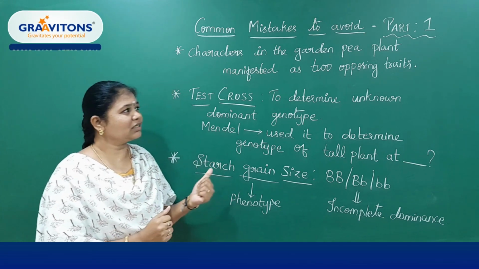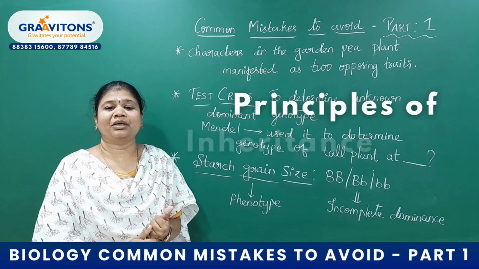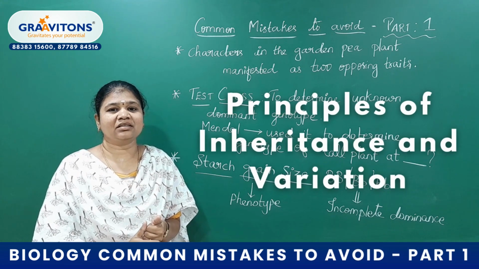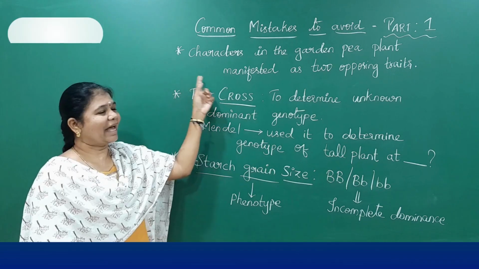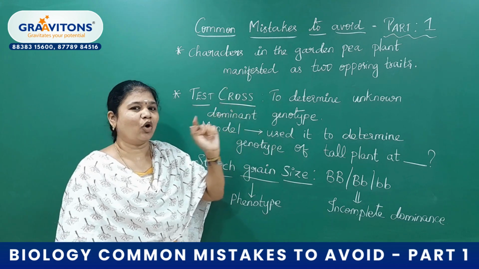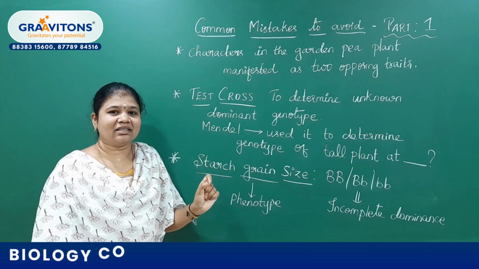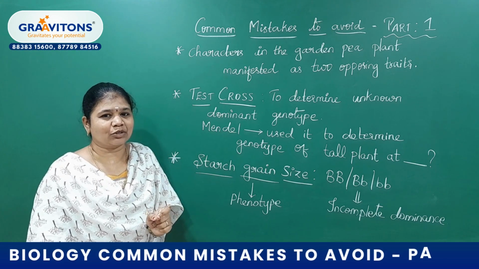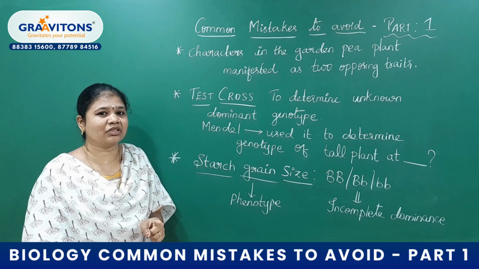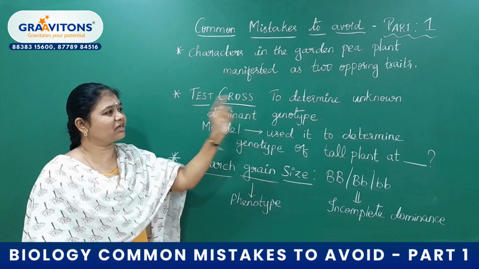So this is part 1 of common mistakes to avoid from the Principles of Inheritance and Variation chapter. Characters in the garden pea plant manifested as two opposing traits. This is the exact statement from our NCERT textbook. Here we get confused: how many characters Mendel studied, and how many traits he studied.